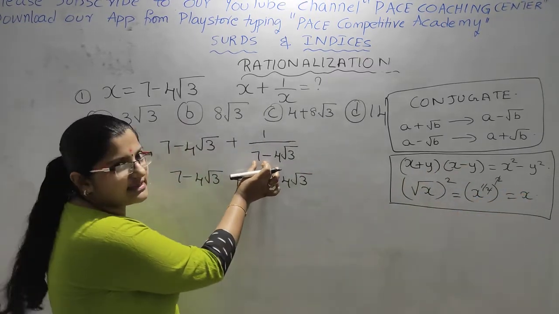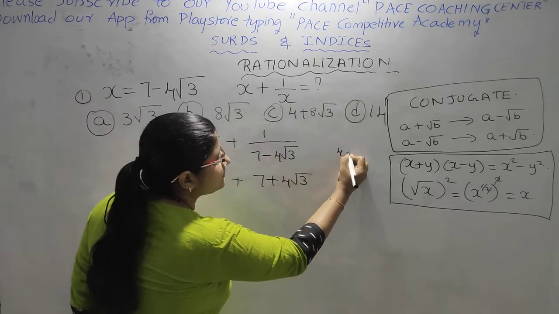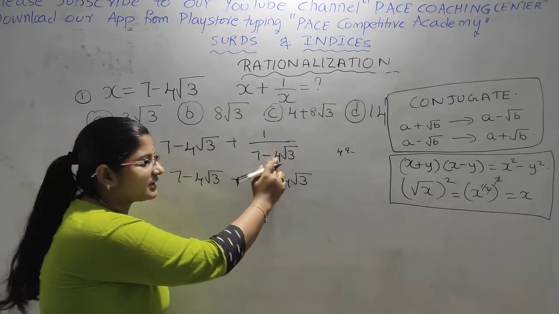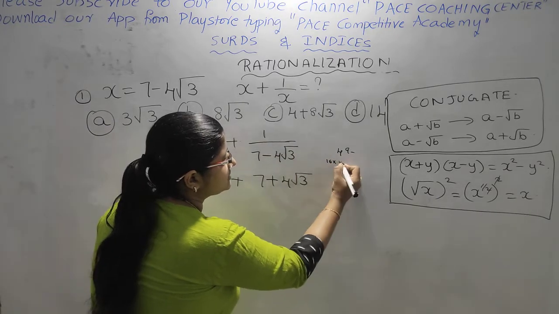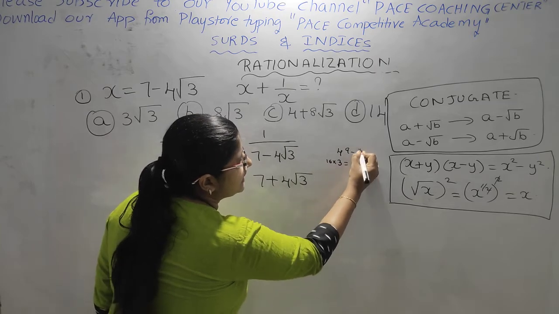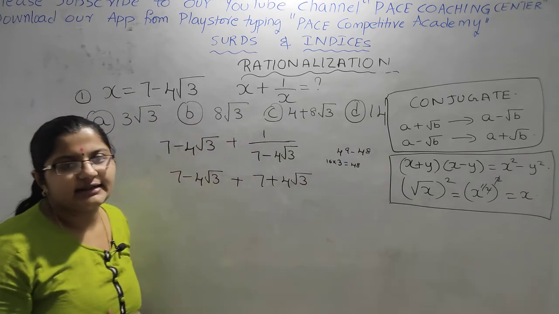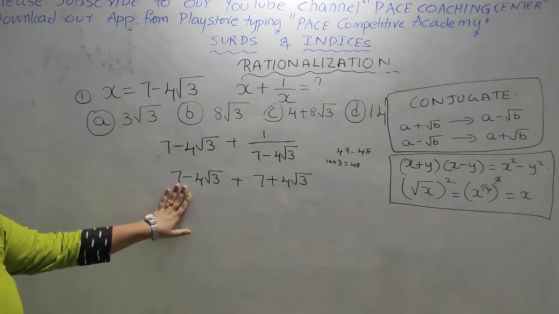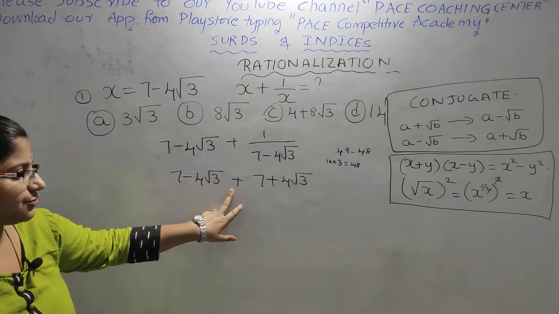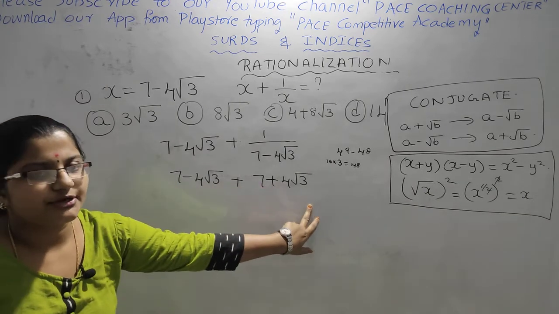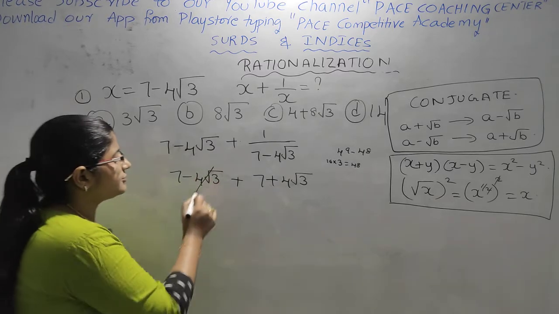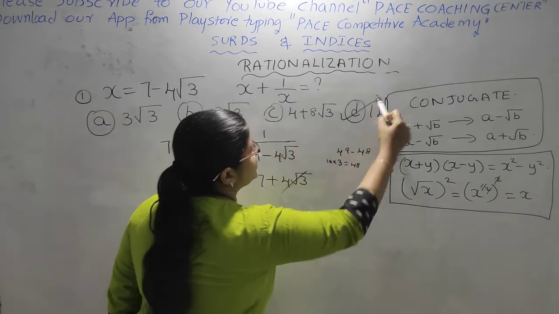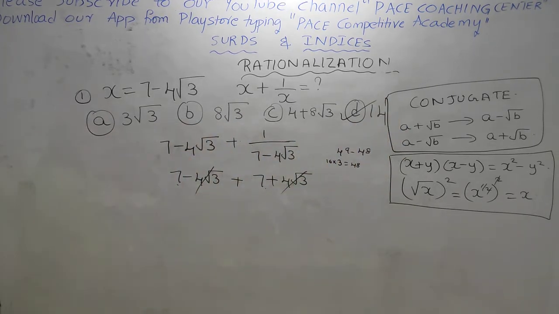So x square is 7 square, that is equal to 49, minus 4 into root 3 square is nothing but 4 into 4 is 16, 16 into root 3 square is 3. 16 3s are 48. So 49 minus 48 is equal to 1. So anything divided by 1 is the number itself. So you will be left with 7 minus 4 into root 3 plus 7 plus 4 into root 3. Okay. 4 into root 3 and 4 into root 3 get cancelled, and 7 plus 7 is 14. So option D is the right answer.